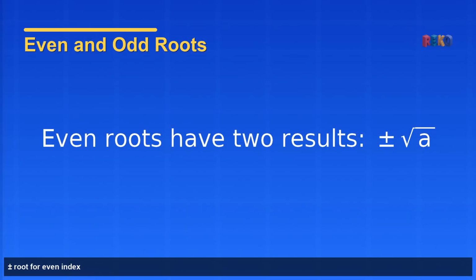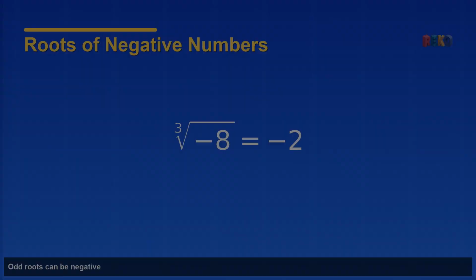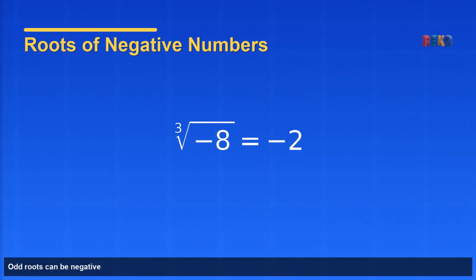Even roots such as square roots technically have both a positive and negative answer, though in GCSE we usually take the positive one. Odd roots can handle negative numbers, like the cube root of minus 8 equals minus 2. But even roots of negatives are not real numbers.